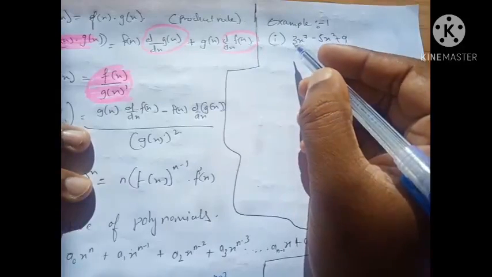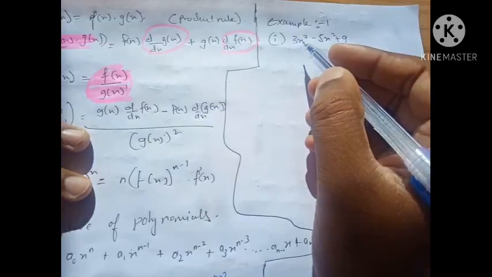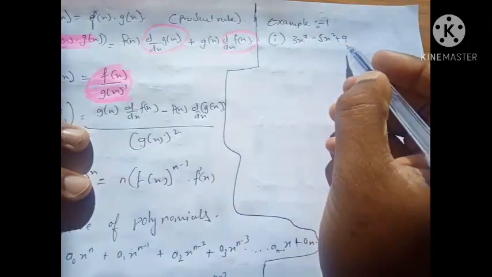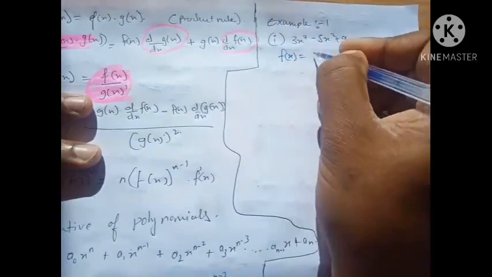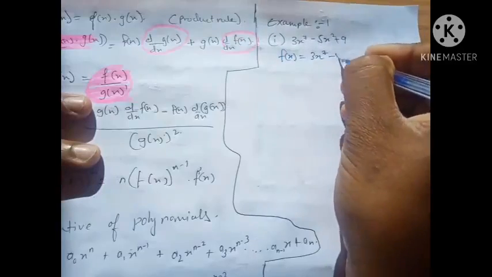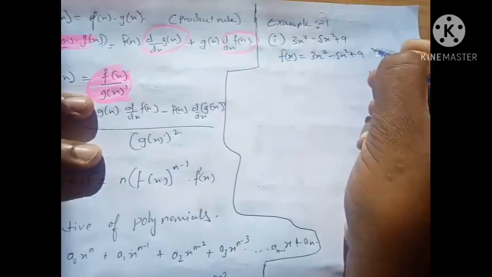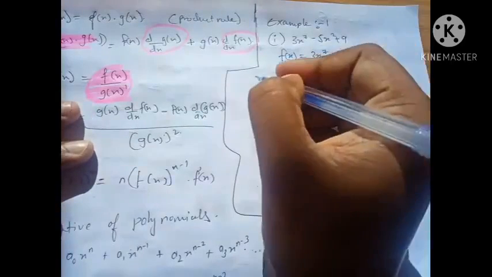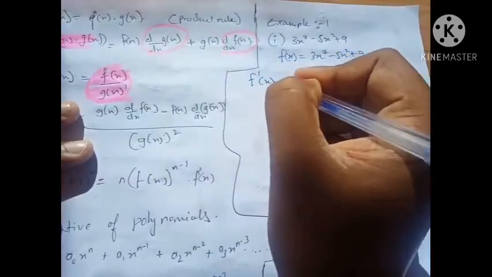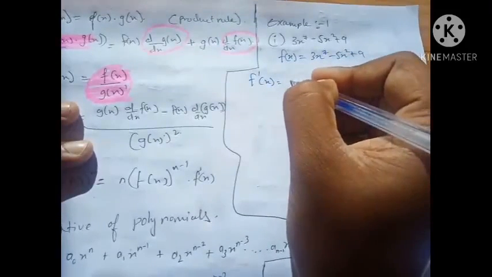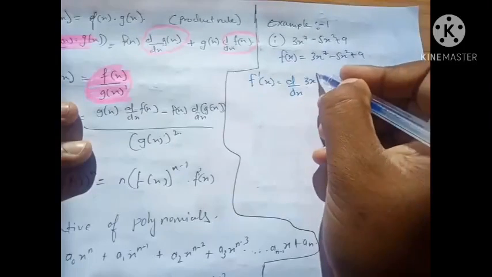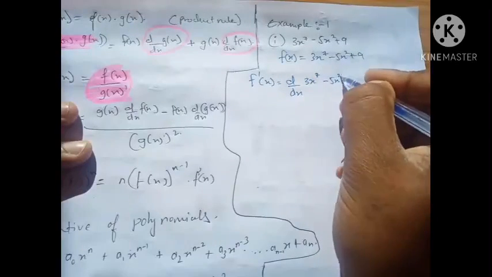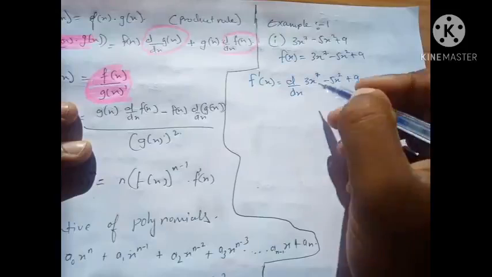Okay, so the very first example that we'll be doing is, example number 1, the very first part. The question says find the derivative of the following function. I have to find the derivative of this. So this is a function that I am writing, 3x to the power 7 minus 5x square plus 9. Now I have to find the derivative. Derivative can also be written like this, d by dx of 3x to the power 7 minus 5x squared plus 9. Okay, I have to find the derivative of this.